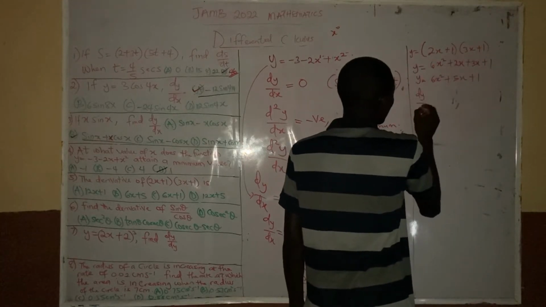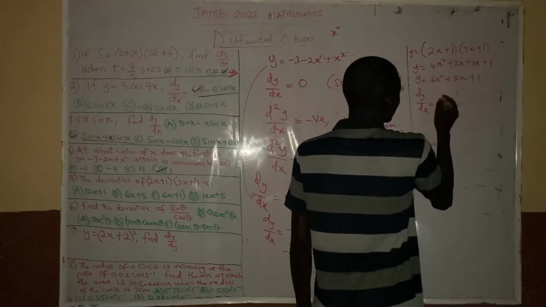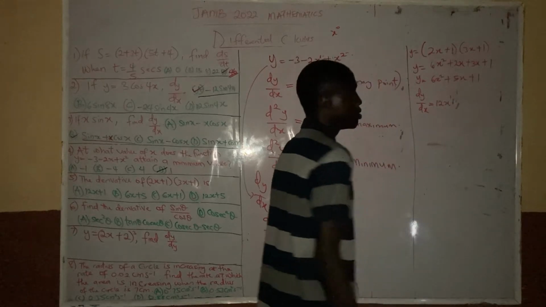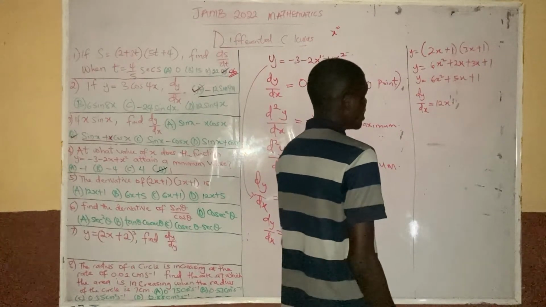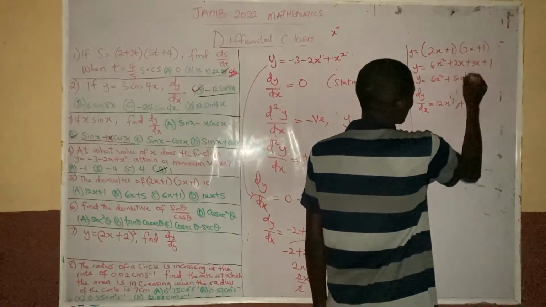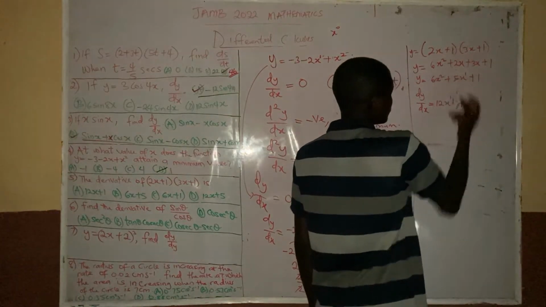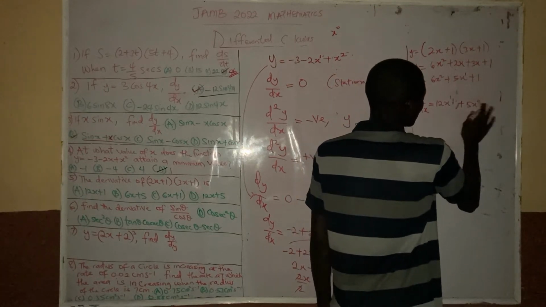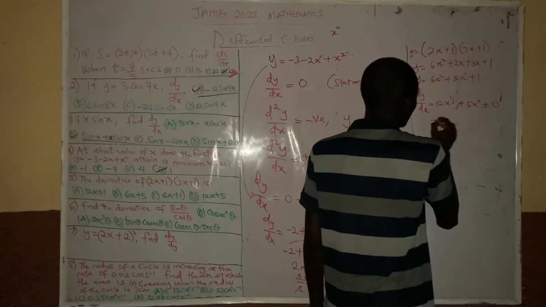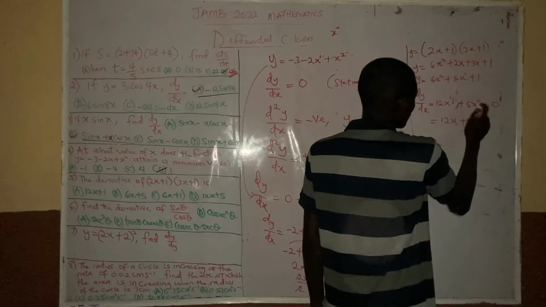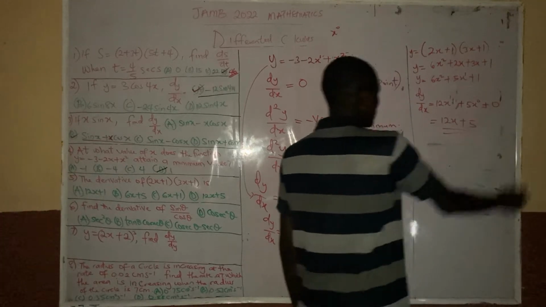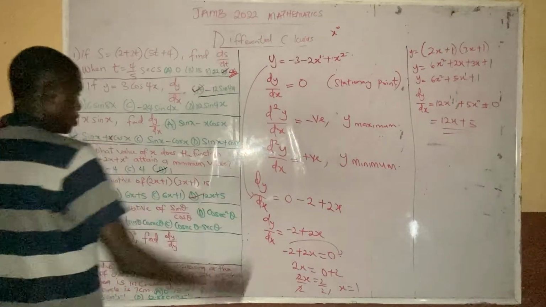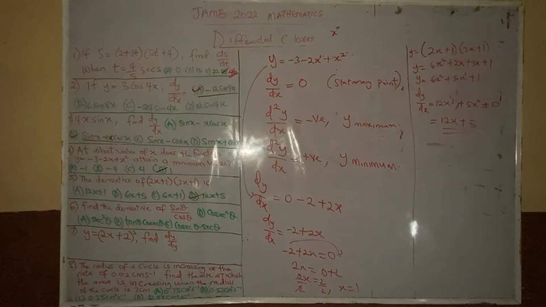dy/dx. Now this is 2 times 6, that is 12x to the power 2 minus 1, 12x to the power 1. Plus 5 times x to the power 1 is 5, and the derivative of the constant 1 is 0. So the answer is 12x plus 5. This is the final answer, and you can easily see that one in option D.